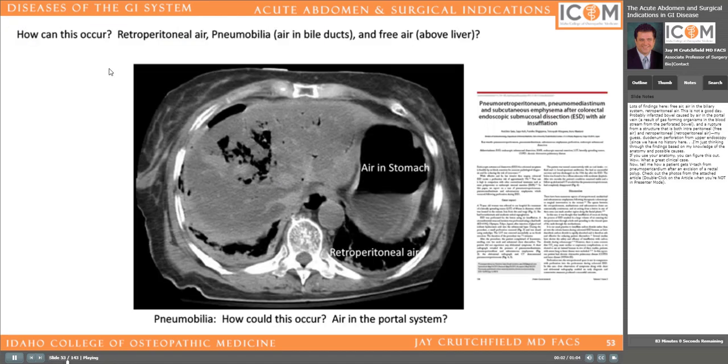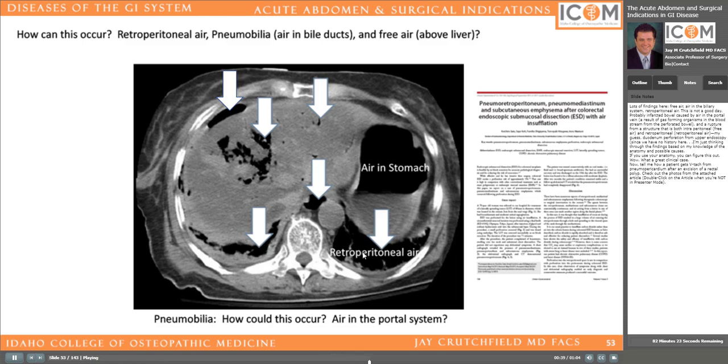So this is a bit of a complicated slide to prove my point, but there are a lot of findings here. There's free air, air in the biliary system, retroperitoneal air. This is not a good day for this patient. They've probably infarcted bowel, causing air in the portal vein, a result of gas-forming organisms in the bloodstream from the perforated bowel, and a rupture from a structure that is both intraperitoneal, i.e. the free air, and retroperitoneal, i.e. retroperitoneal air. That's my guess.